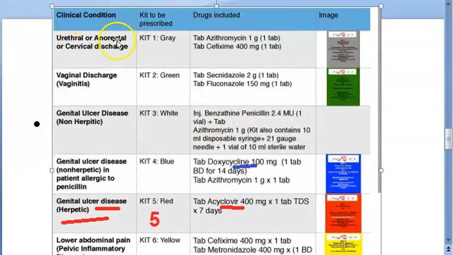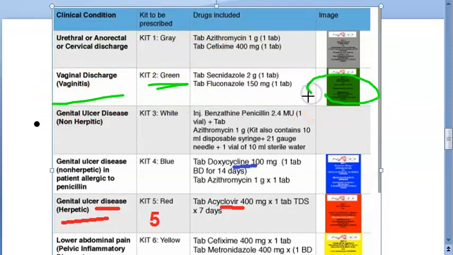Gray for urethral, anorectal, cervical discharge. You can remember. Mostly you can remember urethral, anorectal, okay? That time you will be able to understand. This is grey color. What will it have? Azithromycin, cefixime, okay? Vaginal discharge, next kit is green color, vaginal discharge, vaginitis.